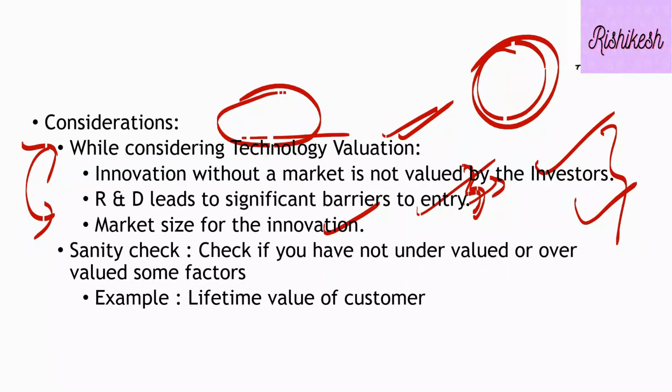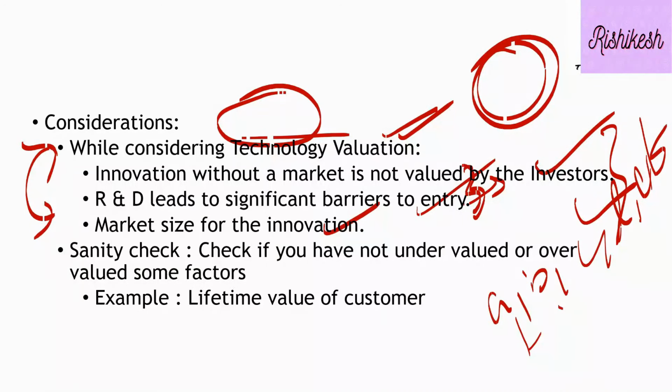Now, sanity check. While you're using this method, one point you need to have in your mind is to check if you have not undervalued or overvalued some of the factors. So you should not, while you're assigning values for A, B, C, D, and so on up to E, F, right? You should not overvalue or undervalue something, right? Likewise, I will just take an example. Let us suppose one of these is the lifetime value of customer.